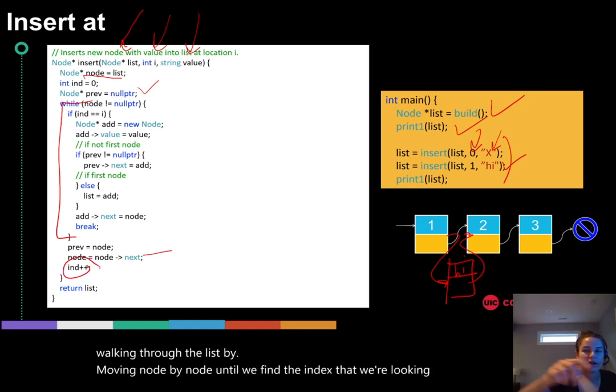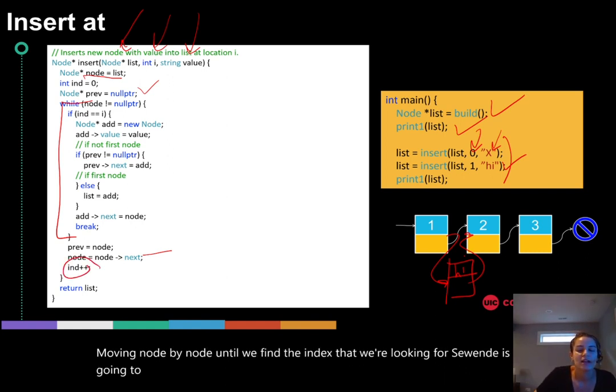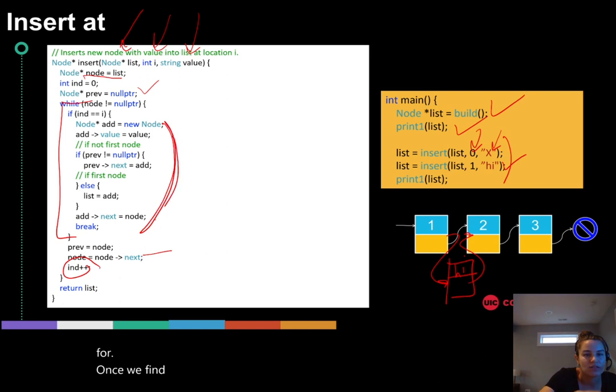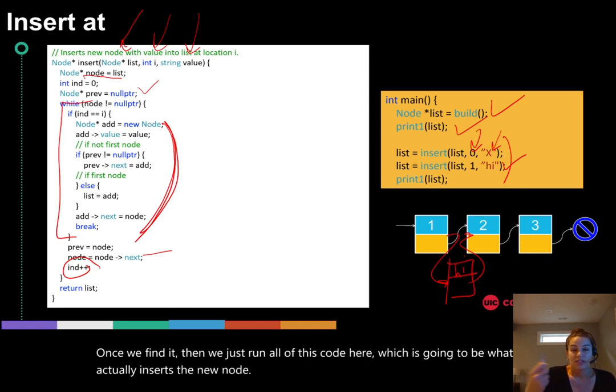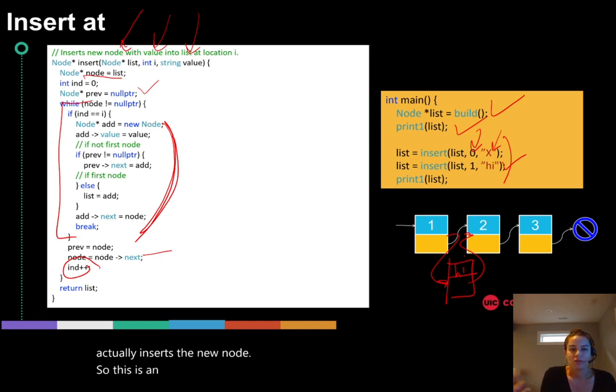So ind is going to count how many we're at, and then I is the one that we're looking for. Once we find it, then we just run all of this code here, which is going to be what actually inserts the new node. So this is an additional node, not replacing, so it has to be allocated.